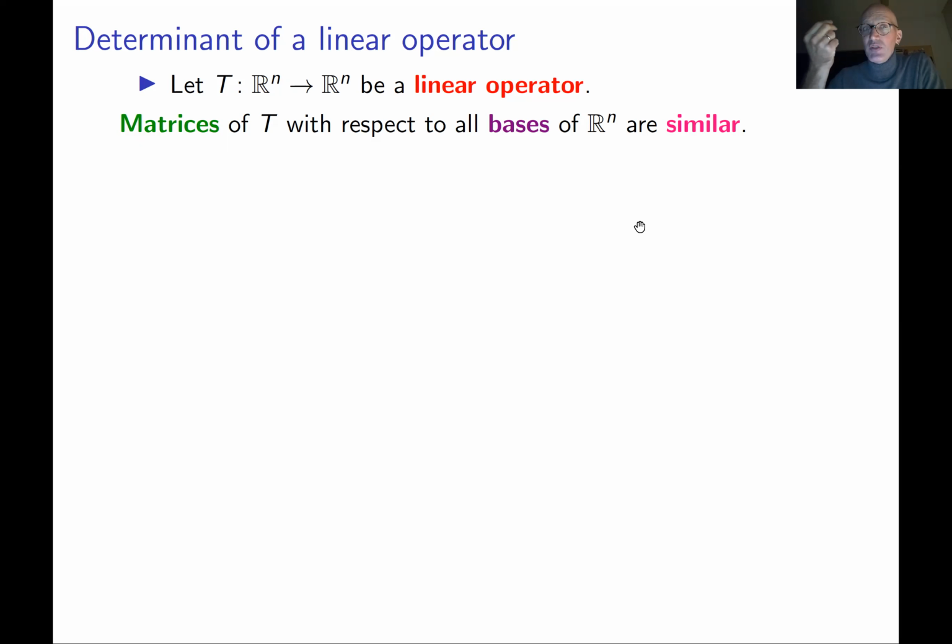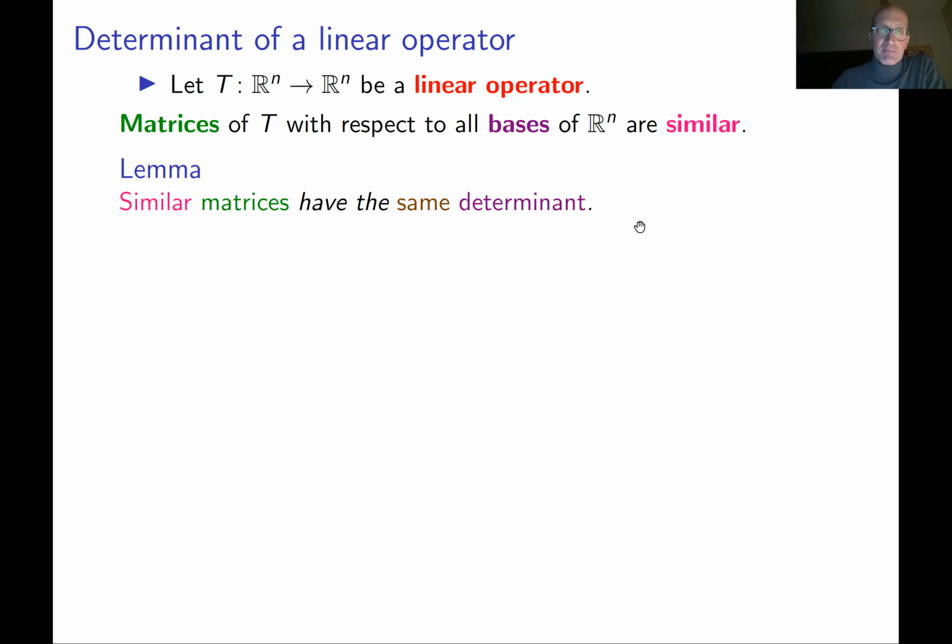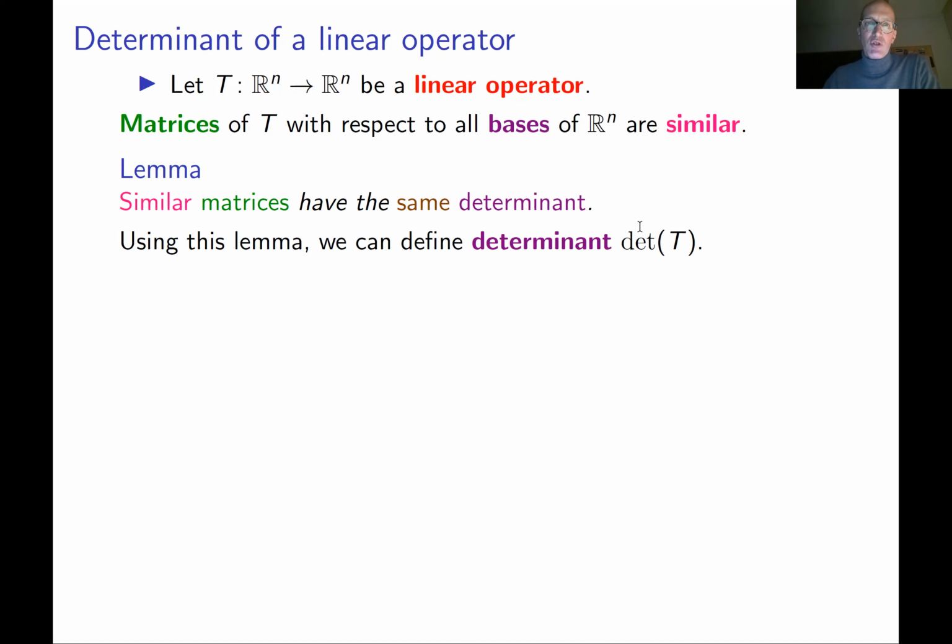So it basically means if you have a linear operator, you take any basis which you like, you write down the matrix of this linear operator with respect to this basis and compute its determinant. It can be the standard basis, it can be any other basis. The determinant is going to be the same. Because, as I already mentioned and sketched the proof of this lemma, similar matrices have the same determinant.